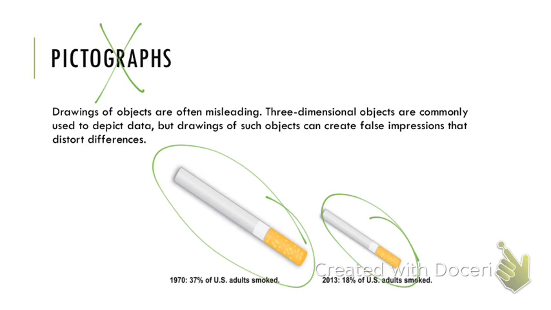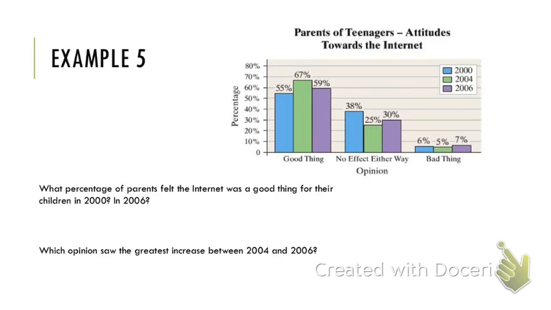We finished. Okay, so let's look at this example. What percentage of parents felt the internet was a good thing for their children in 2000 and then in 2006? You don't have the colors, but maybe the shading is different. 55 first one, 55 and 59. So in 2000, it was 55%, and then in 2006, it was 59%.